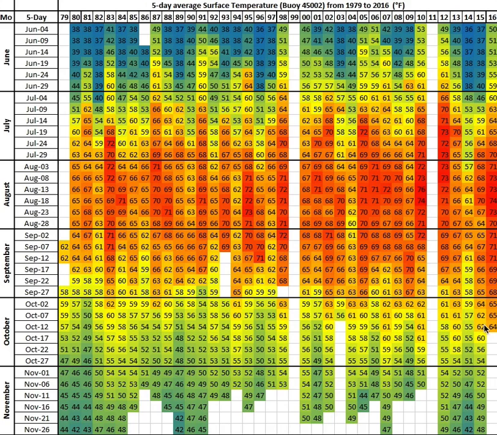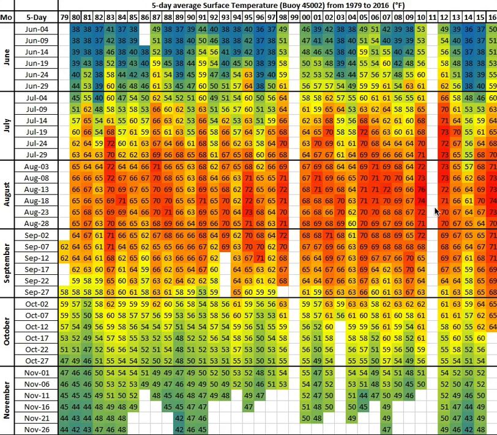Now let's go over to where we're at now. The 5-day average from October 7th to 12th right here, 64 degrees is what the buoy is reading in northern Lake Michigan. And if you look across at past years, you see that 64 degrees is the warmest we've ever had as a surface temperature at the northern Lake Michigan buoy at this time of the year.